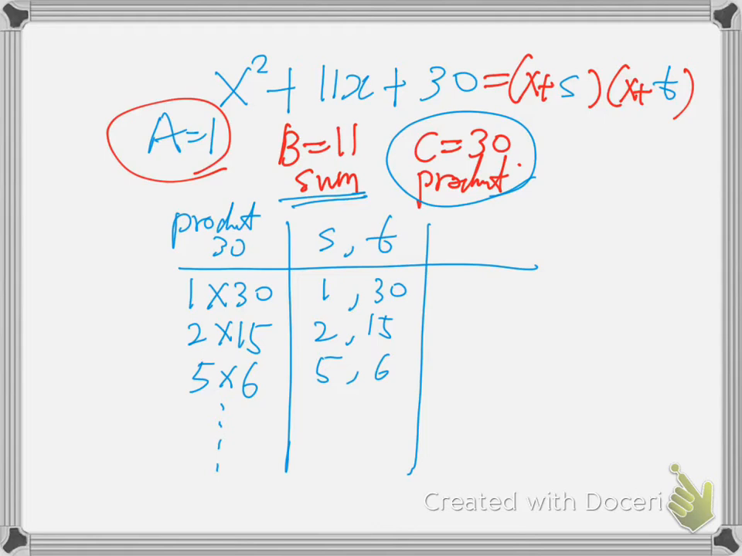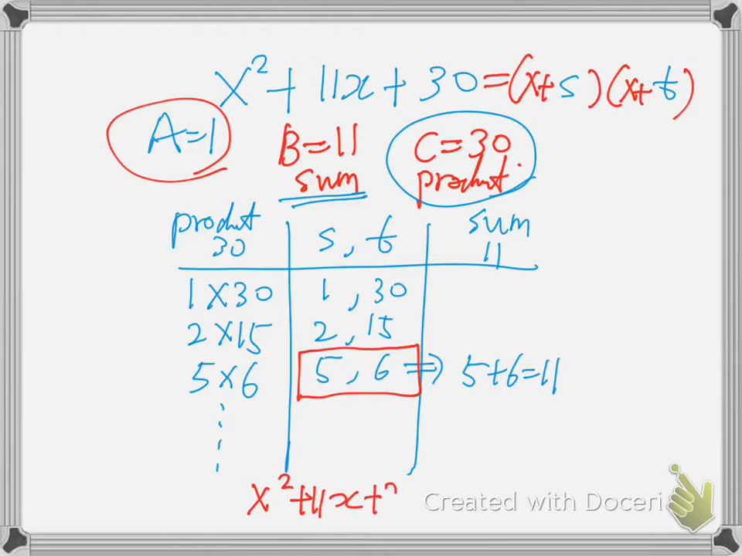So which one gives us the sum? The sum is B, 11. Which one gives us sum 11? This one. 5 plus 6 is 11. So that's our S and T. S is 5, T is 6. So the answer: x squared plus 11x plus 30 is x plus 5 times x plus 6.